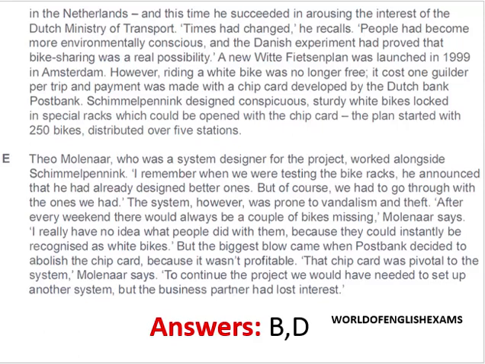So what is conveyed through this? First of all, the main factor due to which this plan was started is because people had become more environmentally conscious. Then it also tells that as per this scheme, you need to make a payment of 1 guilder per trip, and that is not in cash. It was through a chip card which was developed by a Dutch bank. And how many bikes were there in this plan? 250 bikes distributed over 5 stations. That means each station had 50 bikes.